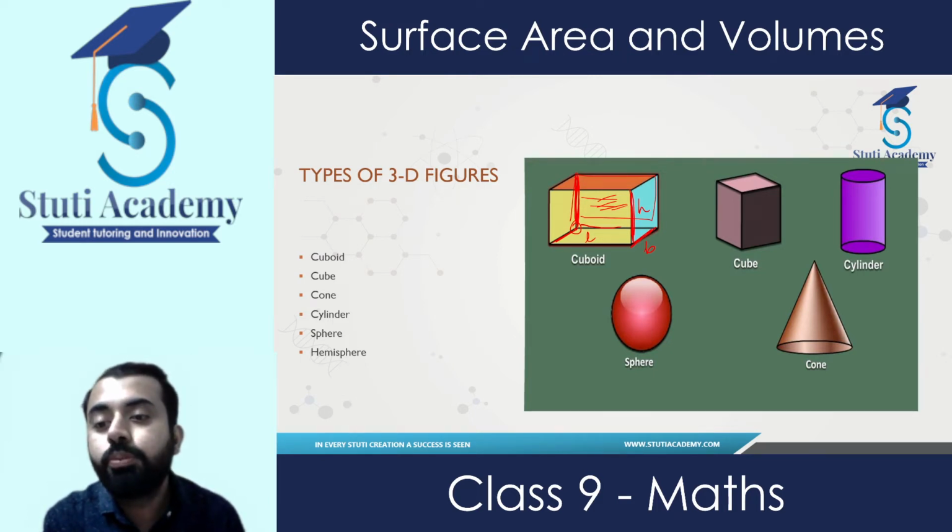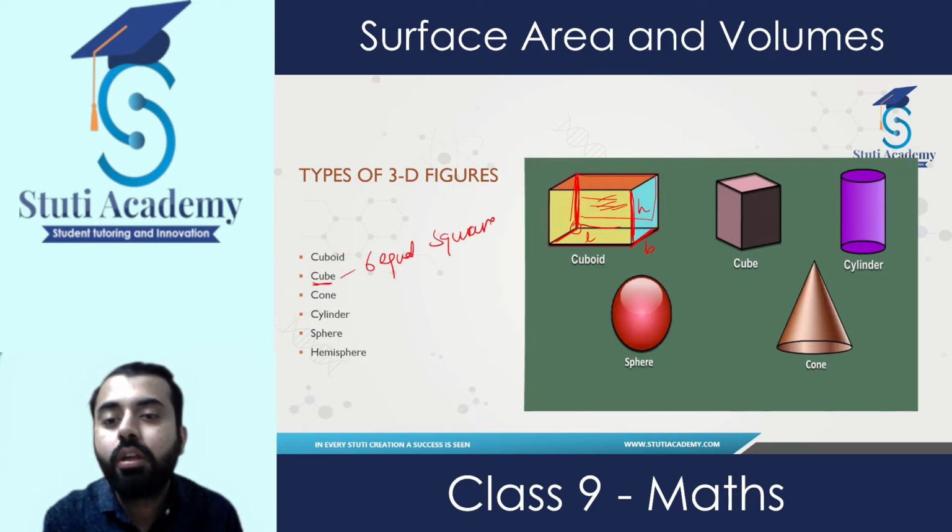Now, remember this, your cube has six squares. That means each face is equal to the other face. Every face will share the same area. I will explain later on how its surface area is found out.